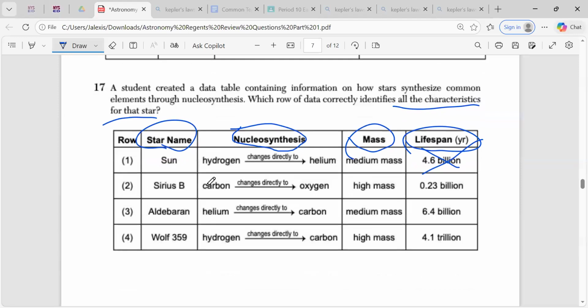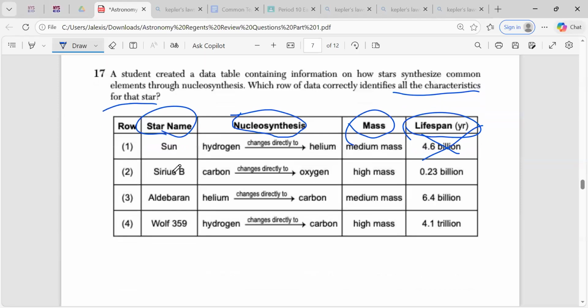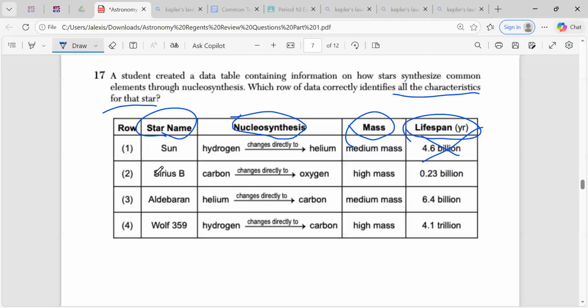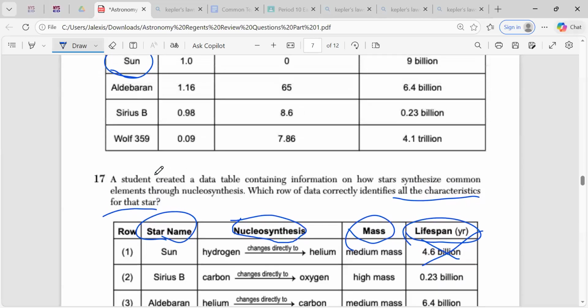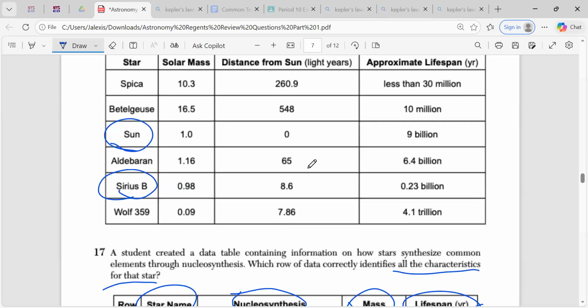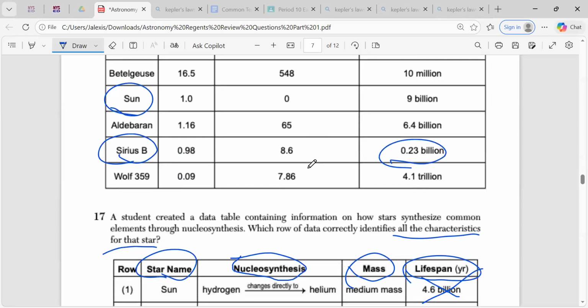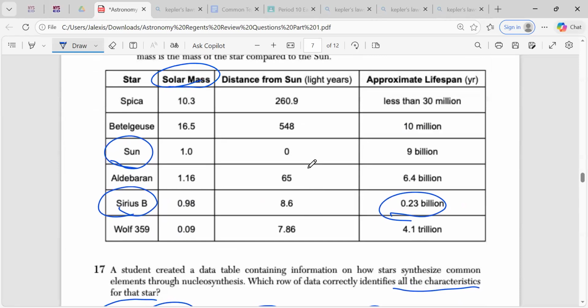When I take a look at choice two, Sirius B, it says carbon to oxygen, and it says it's a high mass and a lifespan of 0.23 billion. So for Sirius B, the lifespan is correct, but the solar mass is what's throwing me off. Because if the sun, according to what we just saw, is a medium, sorry, no, we can't see it.